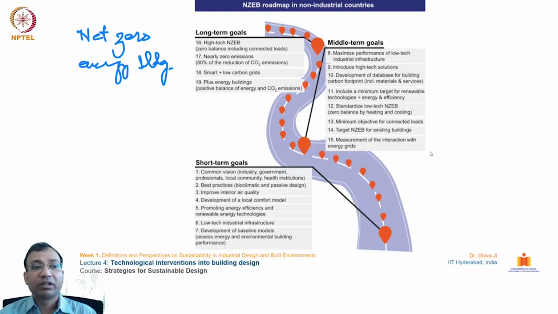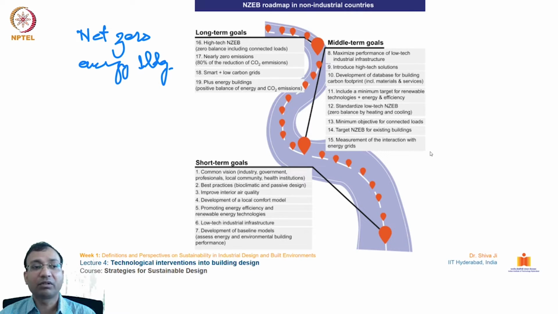The next one talks about low-tech industrial infrastructure. Very high technology industrial infrastructure takes a lot of investment, a lot of cost. It may need to import several technologies, several equipment and tools from far away places. So why not go ahead with the low-tech technology which is local, which is regional in nature, and utilize that on the site.